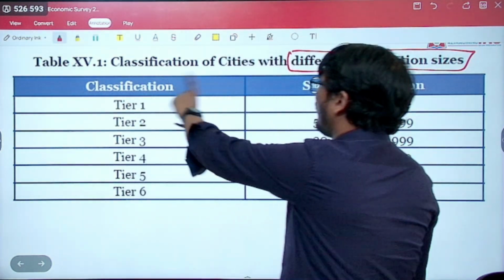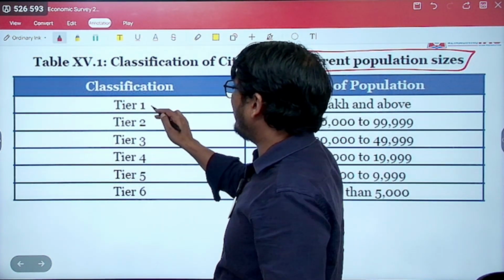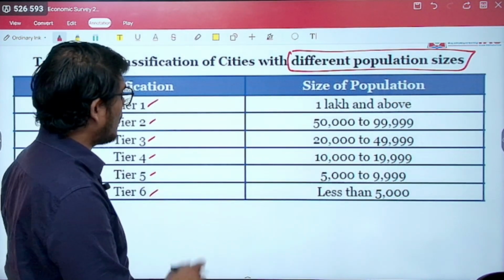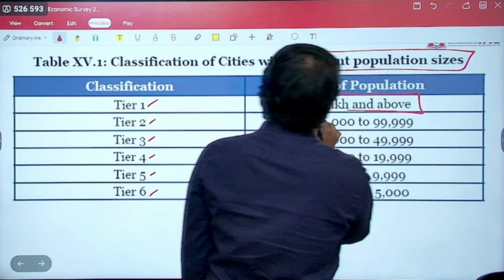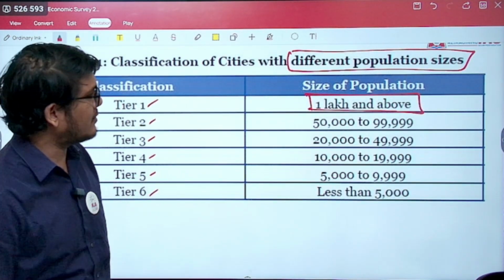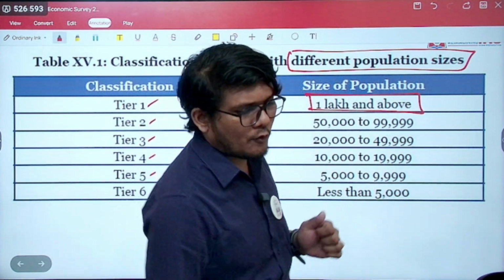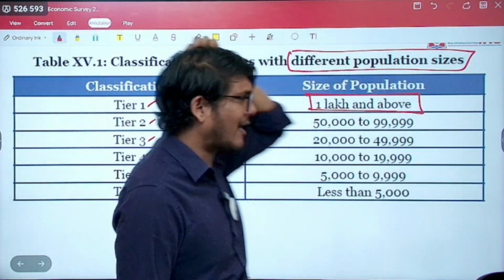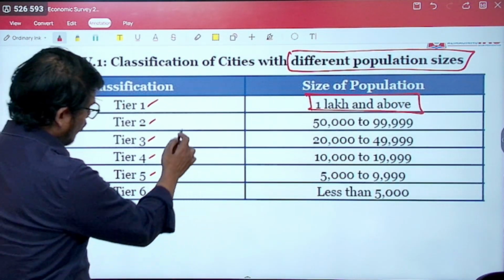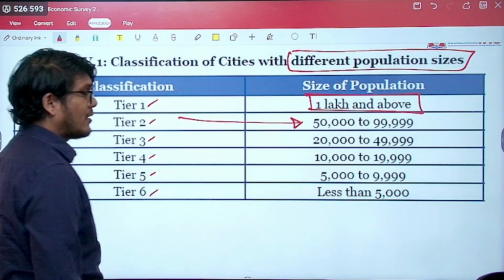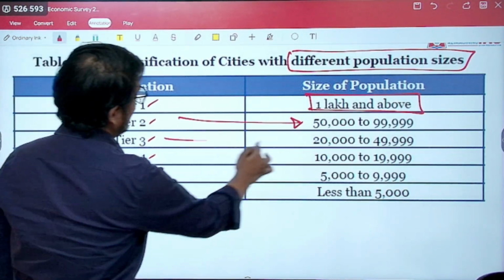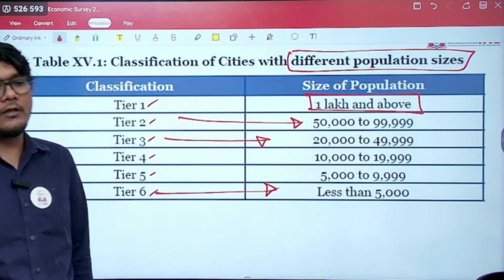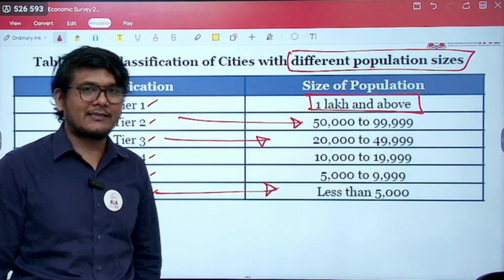So right now the economic survey gives a classification with respect to tier 1, 2, 3, 4, 5 and 6. So tier 1, that is 1 lakh and above. This is tier 1 city. That's the size of population. So of course, cities like Bengaluru, Mumbai are way beyond 1 lakh population. Then you have tier 2, 50,000 to 99,999. And then you have the tier 3. You can also remember tier 6 is less than 5,000.